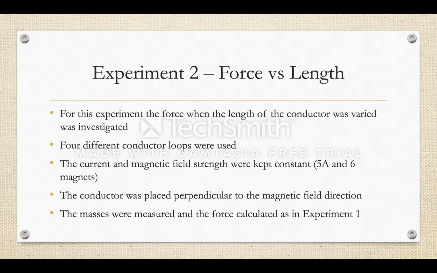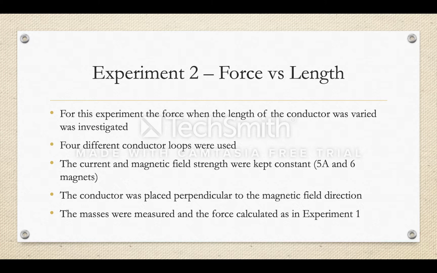For this experiment, the magnetic force was investigated when the length of the conductor was varied. The aim of this experiment was to determine the relationship between the magnetic force and the length of the conductor. 4 conductor loops were used with lengths of 1.2, 2.2, 3.2, and 4.2 centimeters. The current was constant at 5 amps and 6 magnets were used.